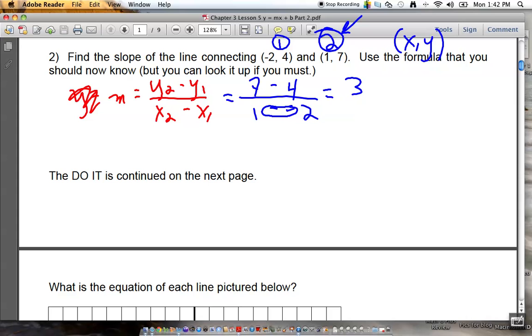As we did early in the year, circle it again. 1 plus 2 is 3. So this slope works out to be 1. Okay? Any question about that?